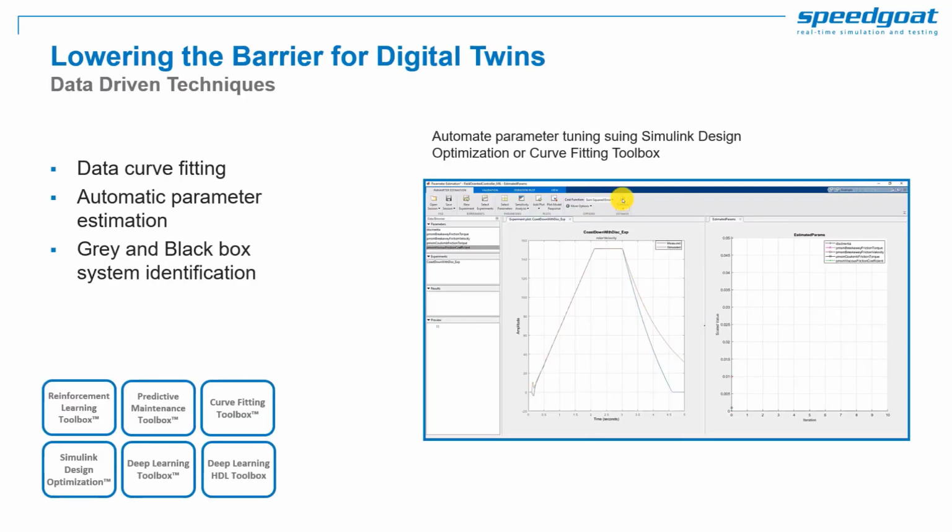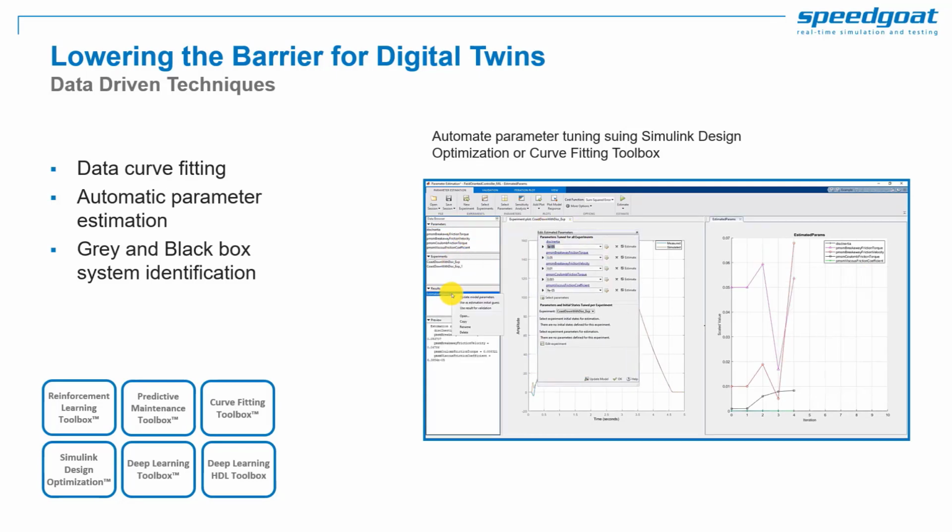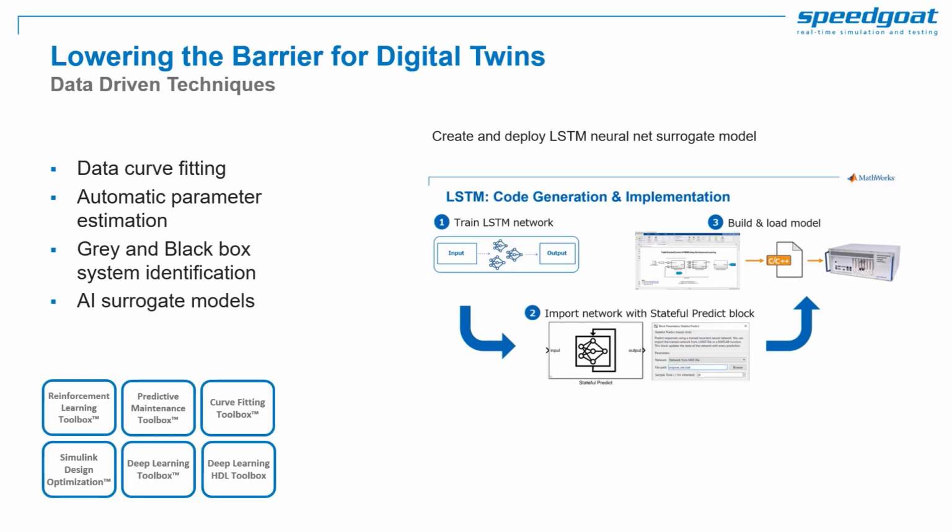We also see teams increasingly adopting data-driven techniques to design digital twins. For example, you can use Curve Fitting Toolbox or Simulink Design Optimization to explore relationships among experimental data and automatically fine-tune digital twin parameters. You can also train surrogate models, for instance using Reinforcement Learning and Predictive Maintenance Toolbox, and deploy them as real-time agents to run on Speedgoat machines.